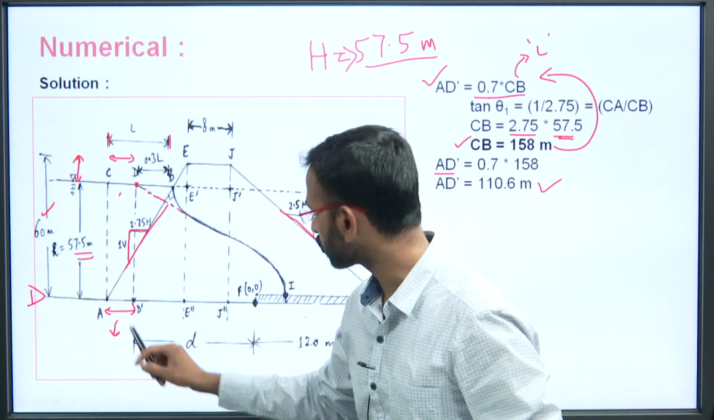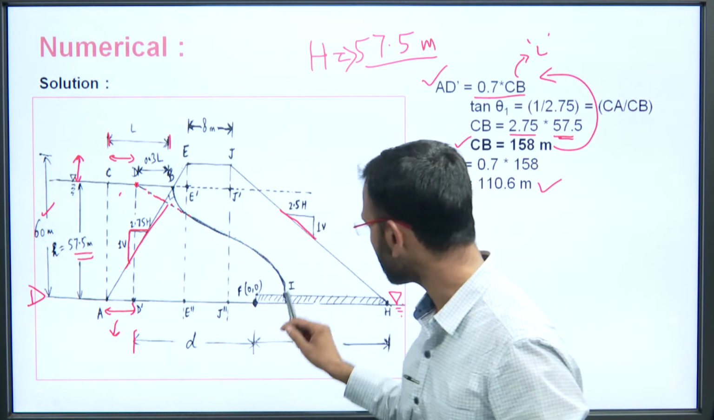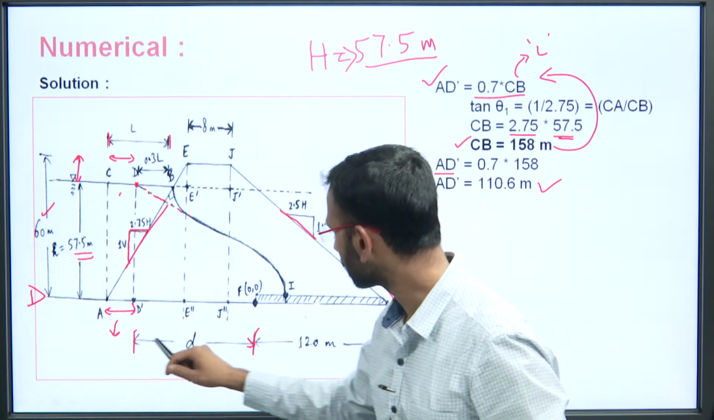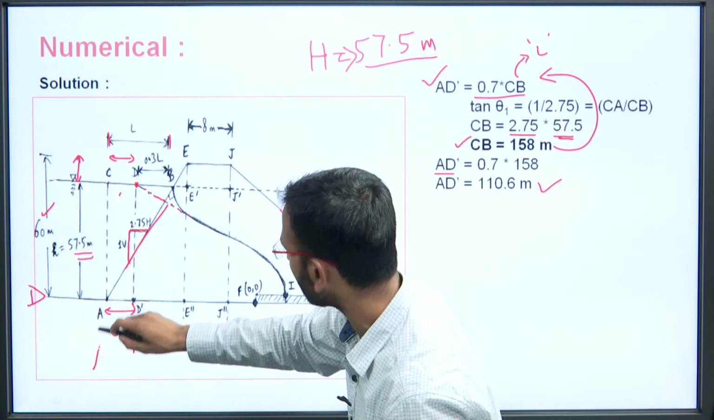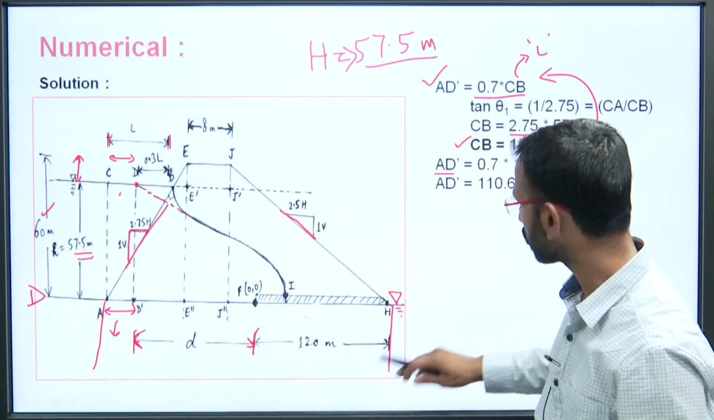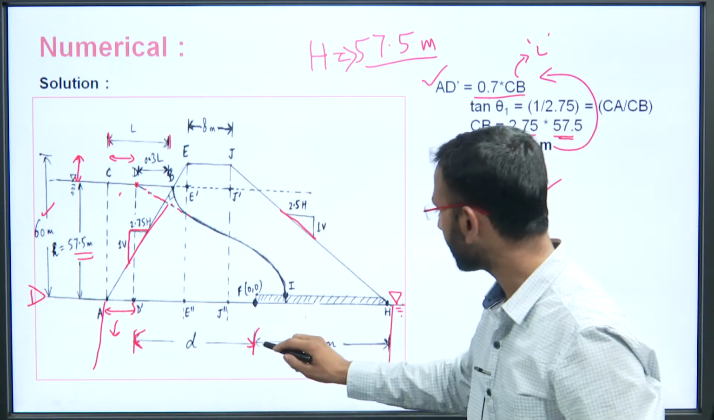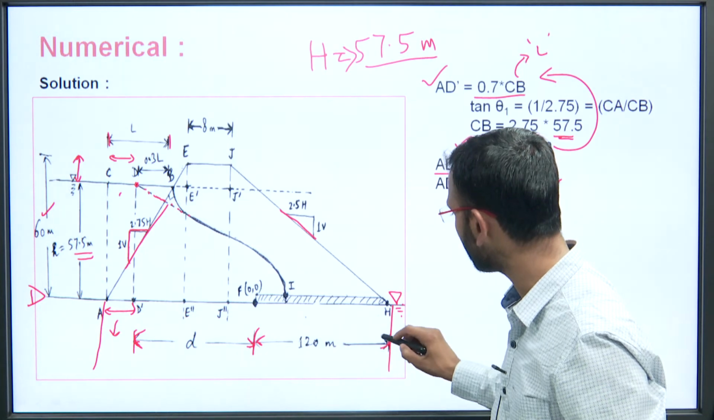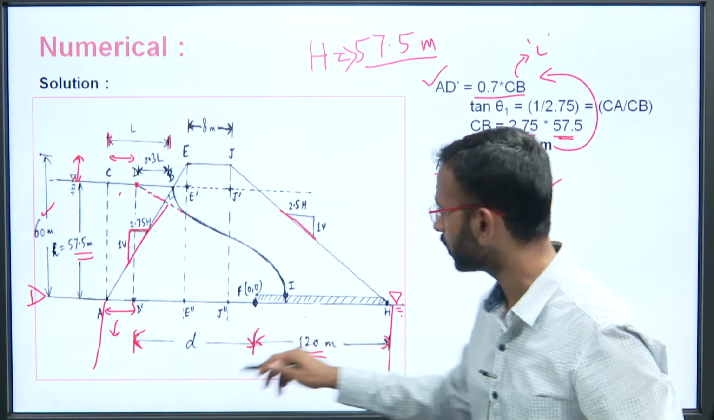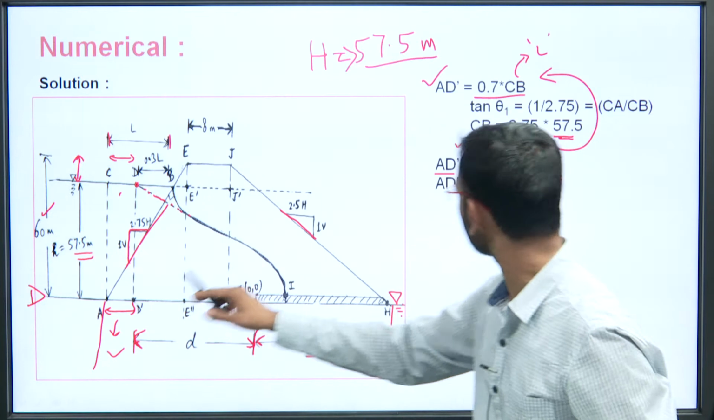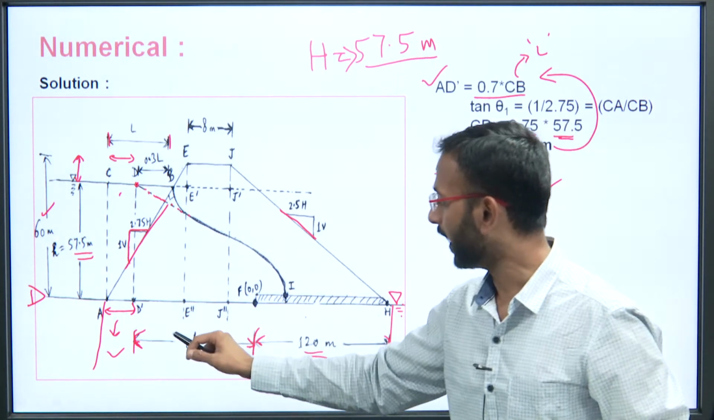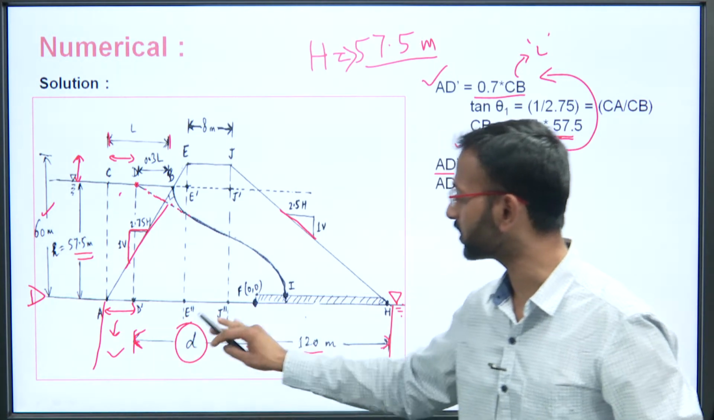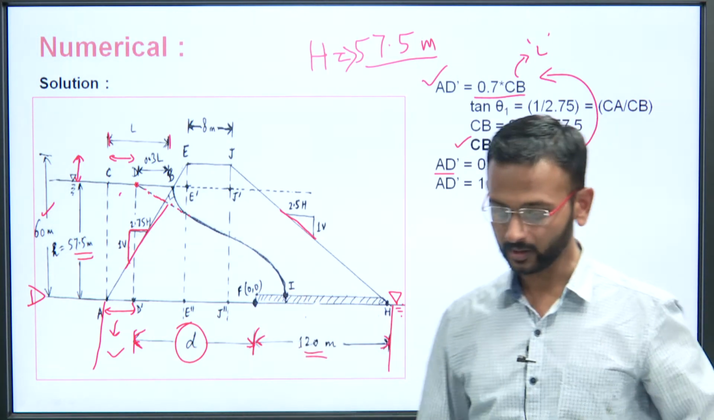Now, you have to find out what is this length D, because the total distance from A to this H should be known to you. This drainage blanket length has been given as 120 meters. So, it is known, you have found out this thing, 110.6 meters, AD dash, sorry, and this D portion, what is this D portion here? Now, you will be calculating this thing.